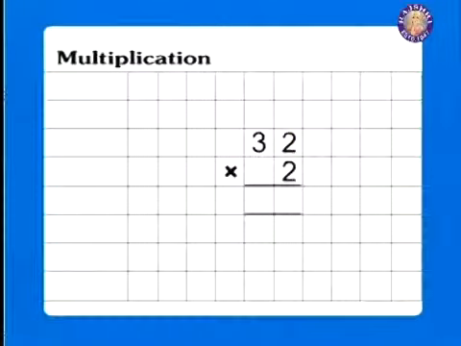We get the answer by starting from the right again. Multiply 2 times 2 to get 4, which is written below the line. Next, multiply 3 by 2 to get 6. The answer is therefore 64. Got it? So let's go to the next one, shall we?